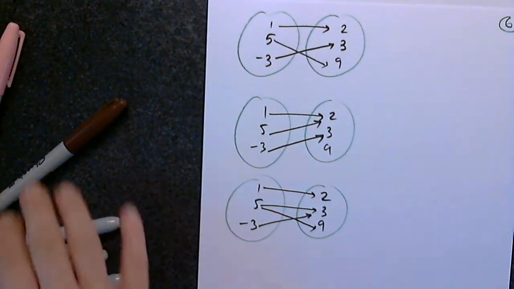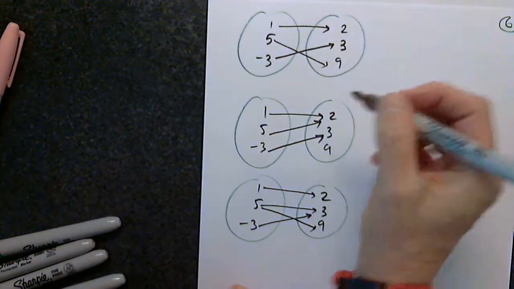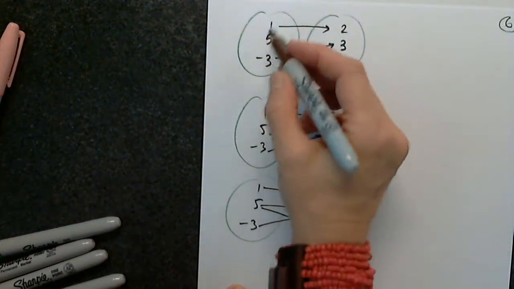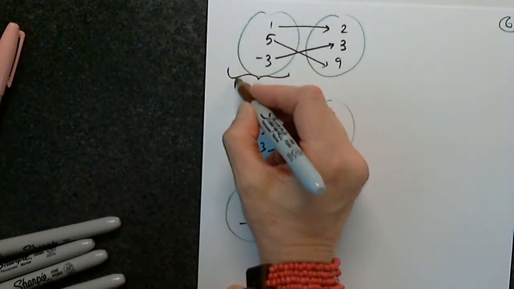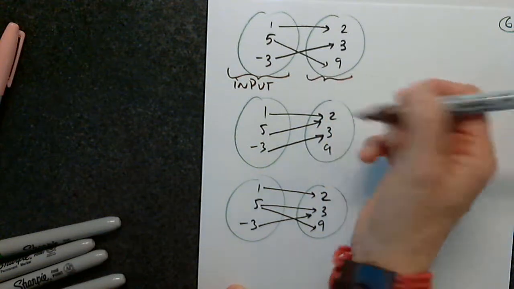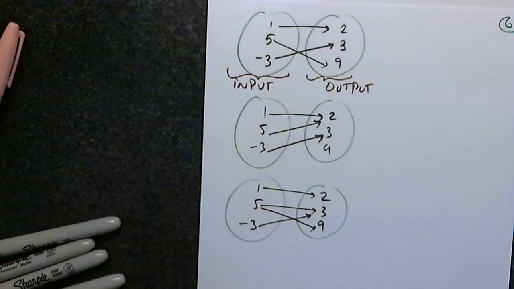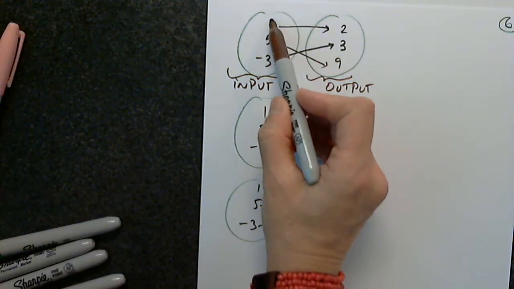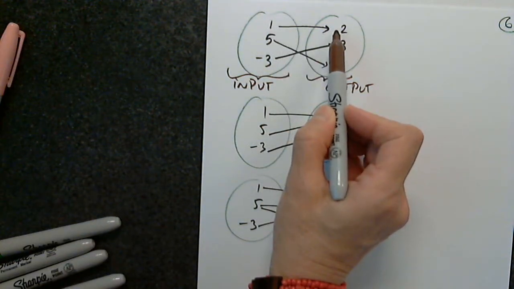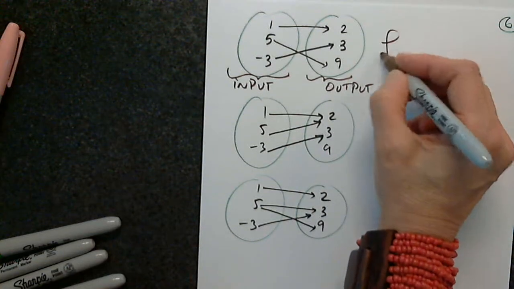So let's look at the first scenario. All of this set is the input for all of them, and this second set is the output for all of them. And I created a relationship. I said 1 corresponds to 2, 5 to 9, -3 to 3. The question is, is this a function?